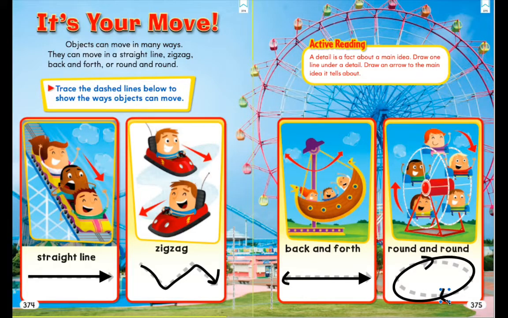We go in motion in a particular way, and there are many ways you can go. That is straight line, zigzag, back and forth, round and round. Motion can happen in these four ways: straight line, zigzag, back and forth, round and round. So these are the four ways motion can happen.